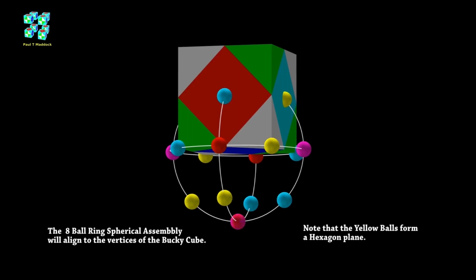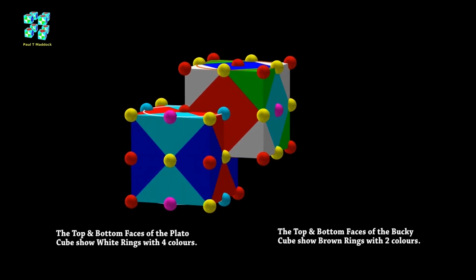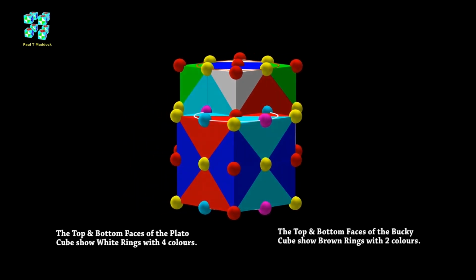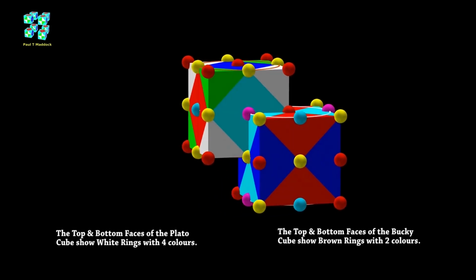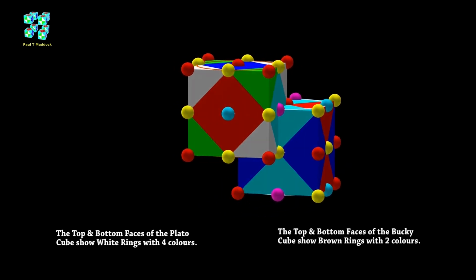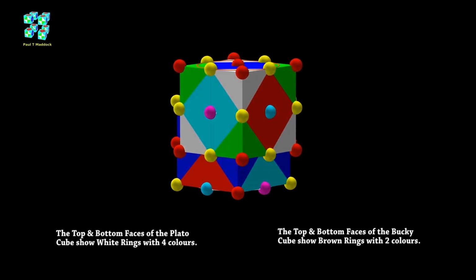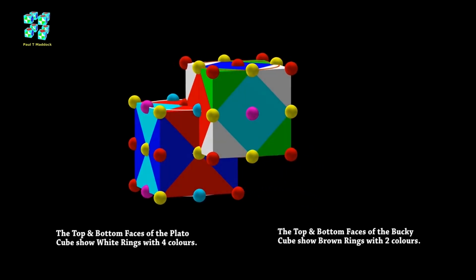Now if you look at this CubicWONDER, there are 3 squares, red, cyan and blue. There is also a 4th square, and this is a red and green square. So by using this information, I have put the BUCKY and PLATO together, and I've used the balls in this order. So this is what I finally come up with. Let's take a look. Now if you look in front, the top of the PLATO cube contains 4 different colors. But if you look at the top and bottom of the BUCKY cube, there are only 2 colors used, the red and the yellow balls.